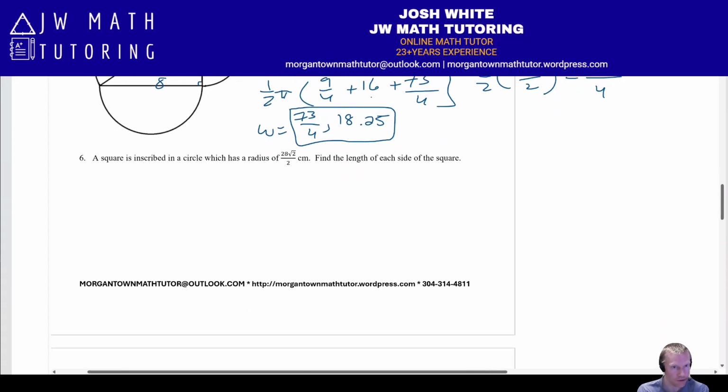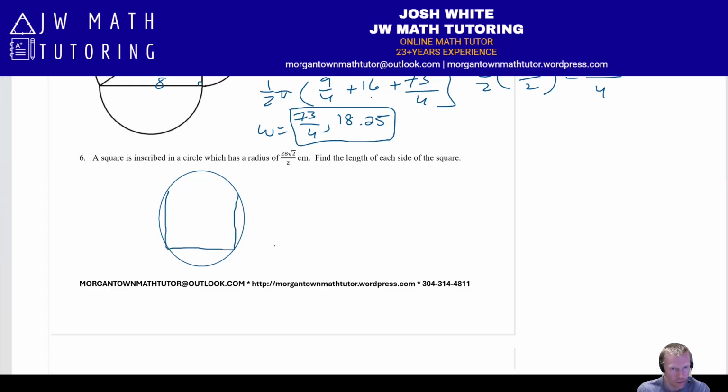Next, let's look at question number 6. This is a repeat question from one of the Blue Book practice tests. So basically what's going on here is you have a circle, you have a square inside the circle. The radius of the circle is 28 root 2 over 2. And so you notice what happens, 28 root 2 over 2.